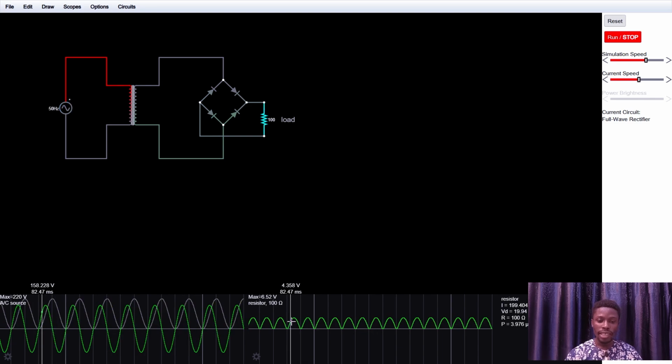But on the other hand, at the output here, you can see it is only positive, but it is pulsating between 6 volts and 0 volts. So this is a pulsating DC, right? That means it's not a perfect DC, it's a pulsating DC. For this circuit, this will be your positive side and this will be your negative side or your ground.